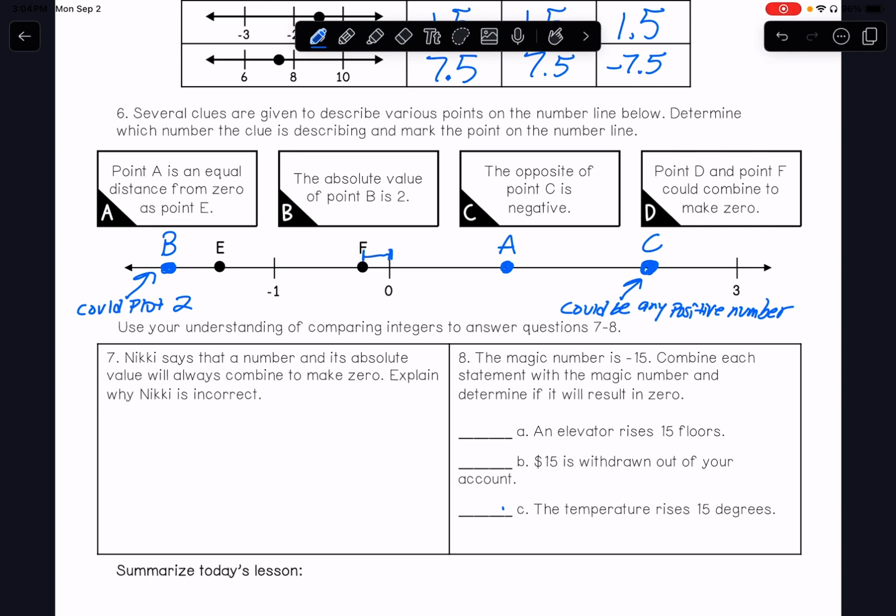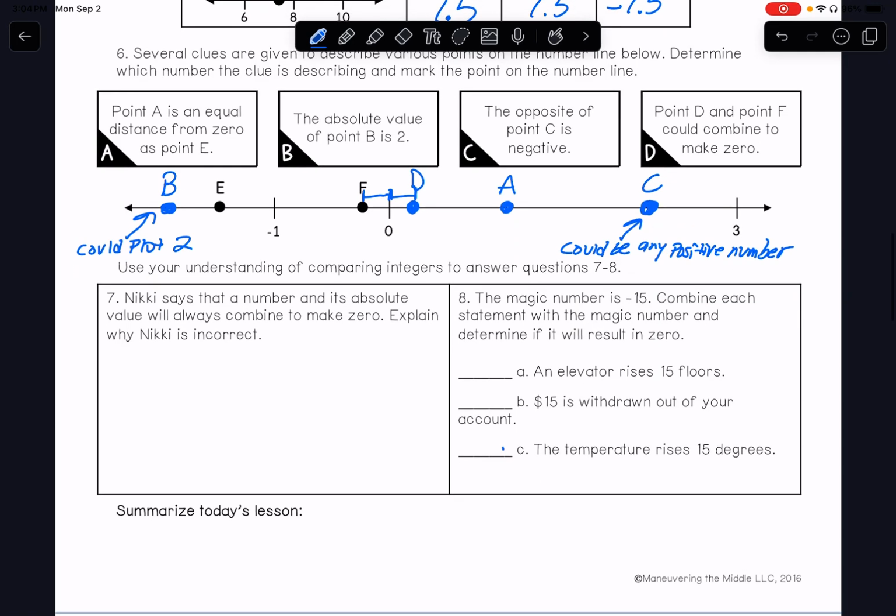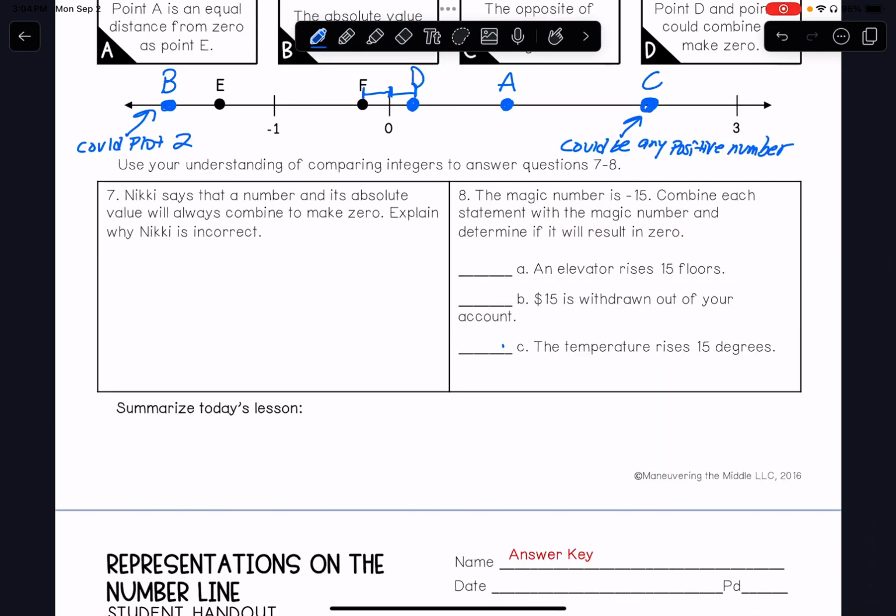Now, this word problem. Nikki says that a number and its absolute value will always combine to make 0. Explain why Nikki's incorrect. Well, Nikki's incorrect because if you have a positive number, the absolute value of a positive number is still positive. And if you combine those together, you're not going to get 0. You're going to get a more positive number.